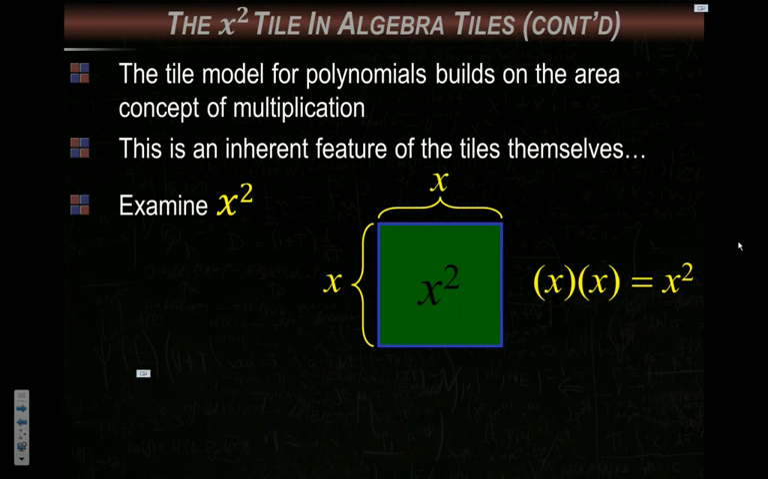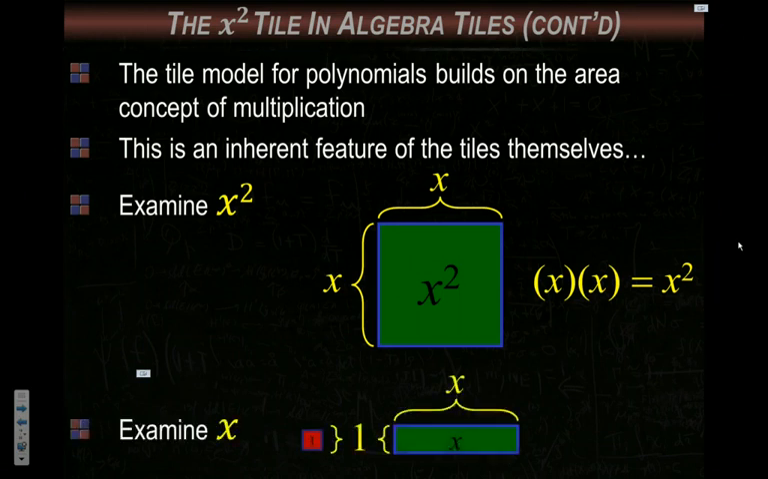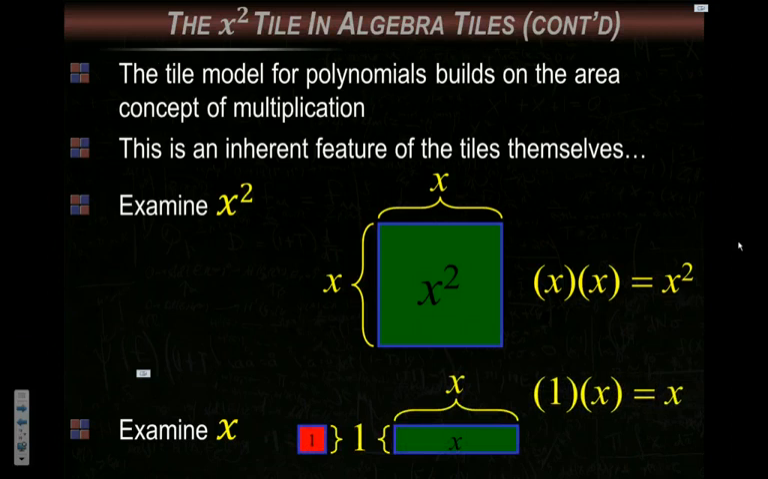Okay? It's the same with the other tiles. Take a look. The x tile is really a 1 times x. 1 times x is x. And even think about the 1 tile. What's the dimensions of it? 1 times 1 is 1.